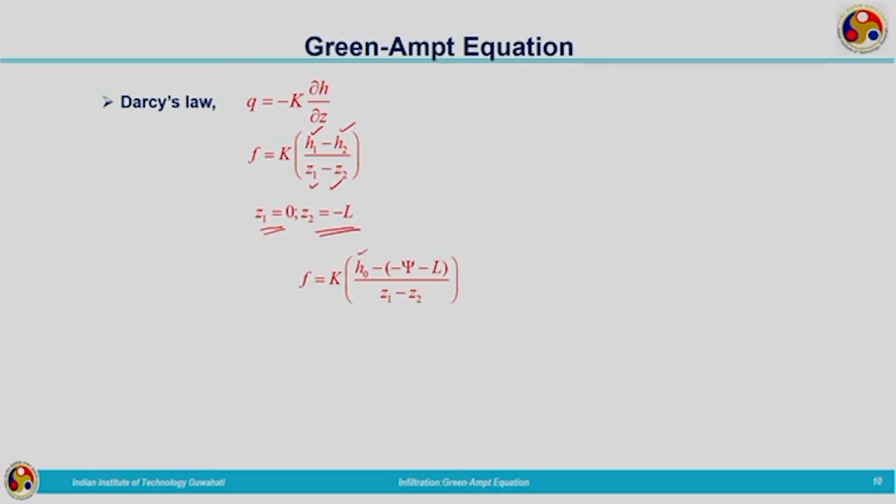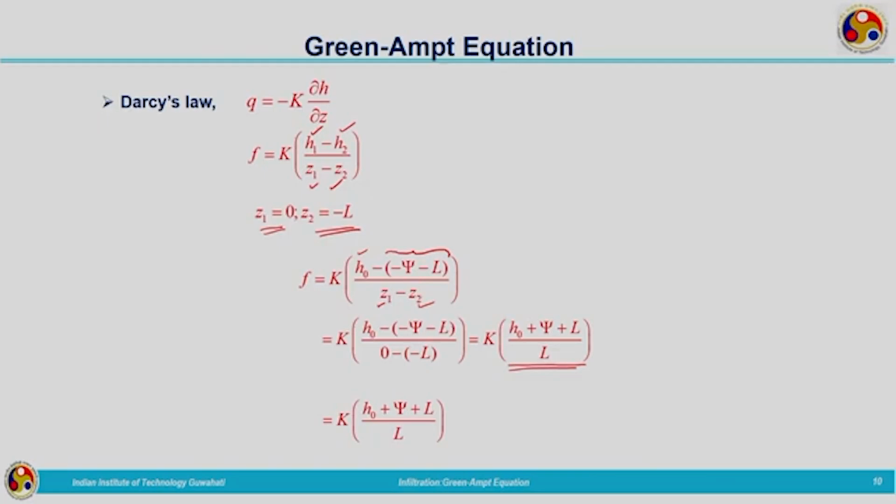F is equal to K, H naught is our ponding depth, H naught minus, that is H1 is represented by H naught, that we have tabulated already in the previous slide. H naught minus, what is H2? H2 is given by this value, that is minus psi minus L, divided by Z1 minus Z2, that is H naught minus psi minus L divided by Z1 0, Z2 is minus L, 0 minus minus L. It will be taking the form of K multiplied by H naught plus psi plus L divided by L. So, F is given by K H naught plus psi plus L divided by L.